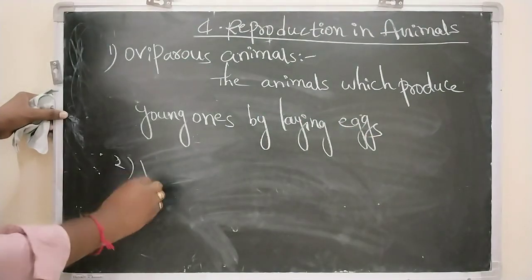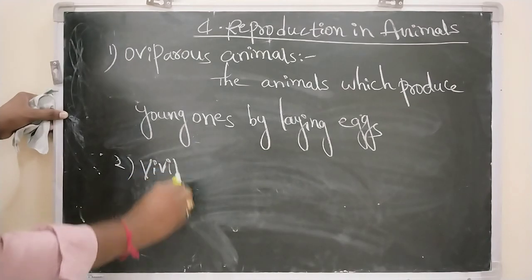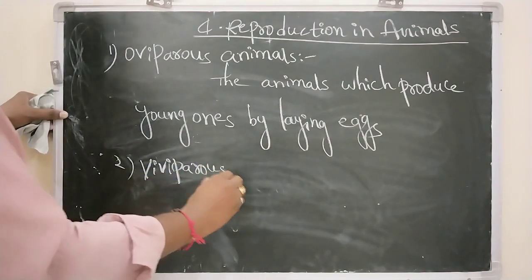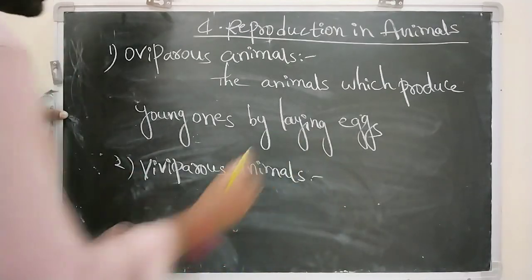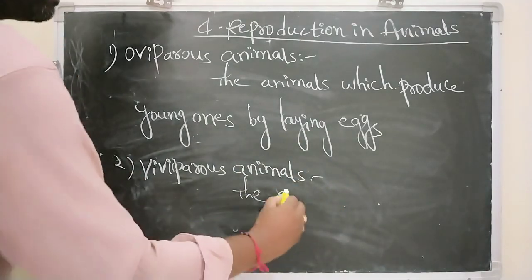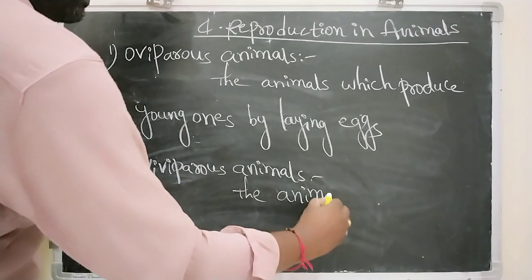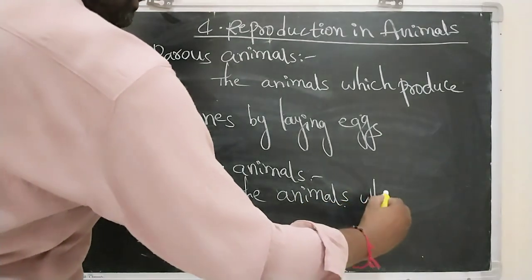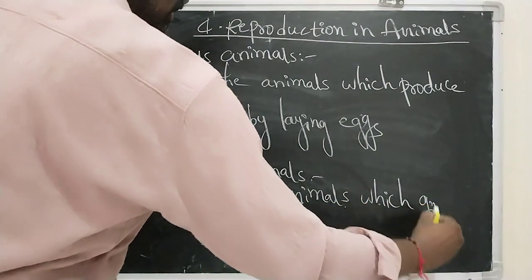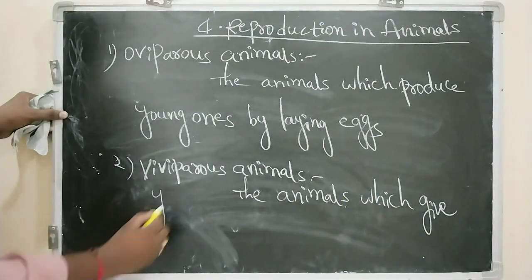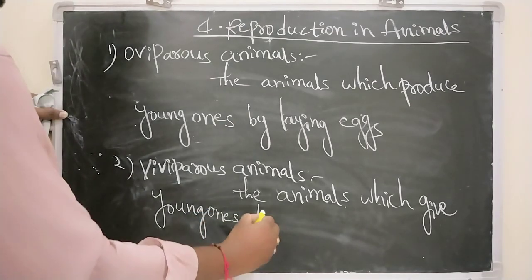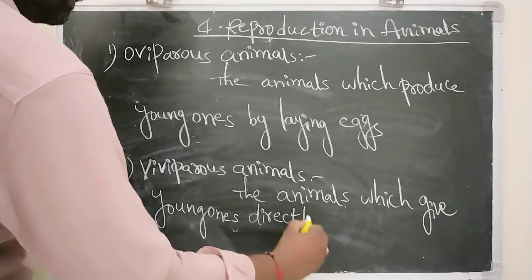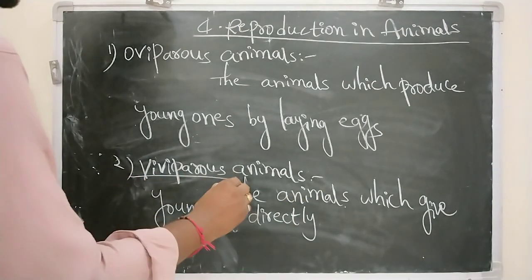And another category is viviparous animals. Viviparous animals means the animals which produce young ones directly, without laying eggs. Those are called viviparous animals.